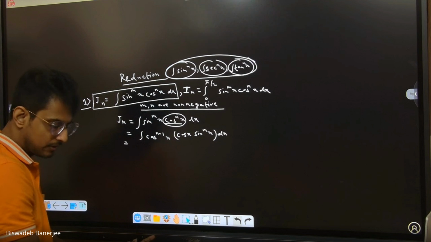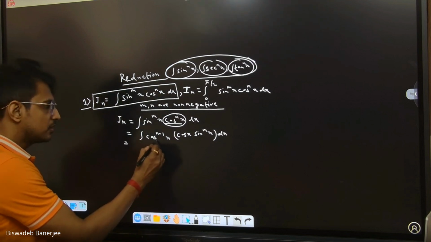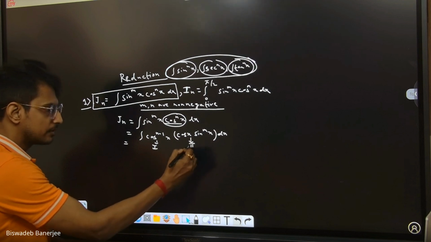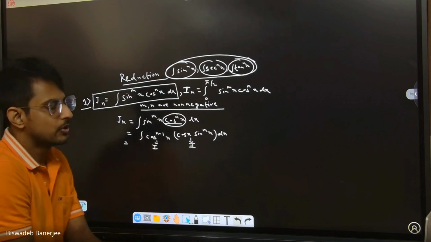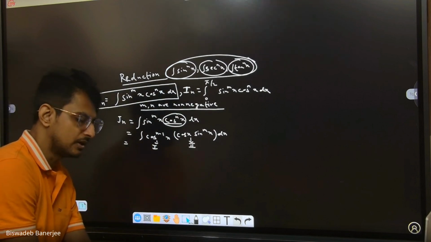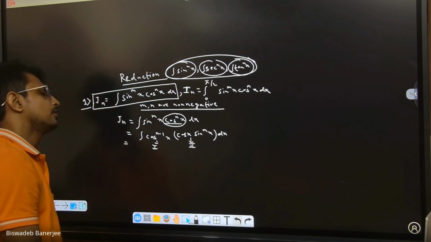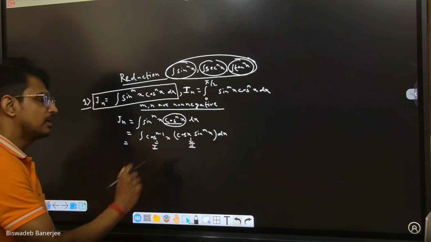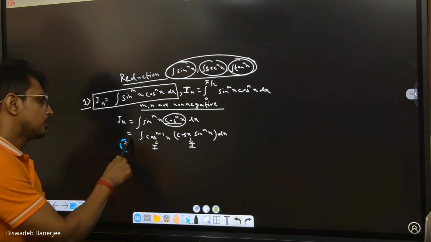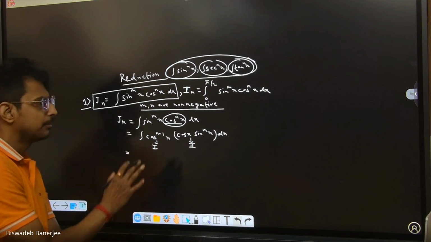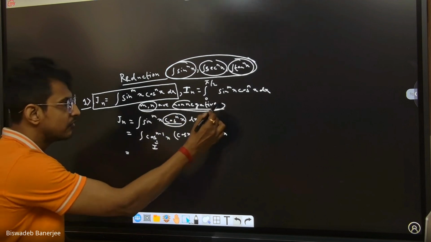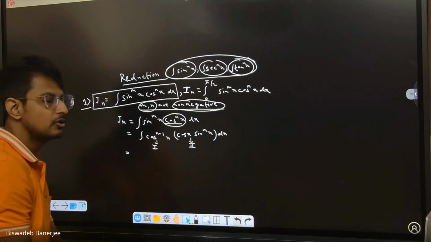The byparts method says, first function, suppose this is my first function and this is my second function. We have discussed the byparts method in my previous class. In the byparts method, suppose we have assumed this one as my first function and this one as my second function. And one more thing, remember in this formula, m and n should be non-negative.